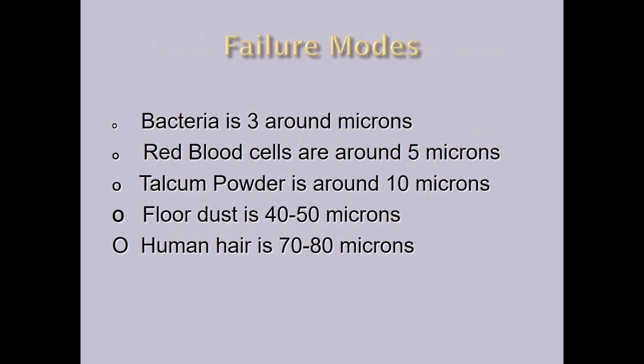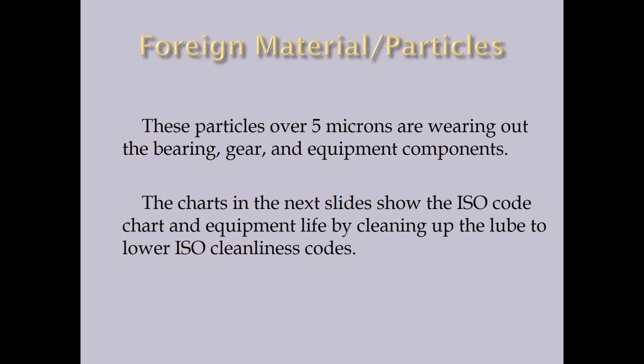So we talked about this 5 micron thing, but look here, bacteria is around 3 microns. But 5 microns is the size of a red blood cell. So we're talking about very, very small particles. Talcum powder is around 10 microns. Fine floor dust, 40 to 50 microns. The human hair is 70 to 80 microns in diameter. So you can see the particles we're talking about, we often can't even see, that are causing the wear on our equipment. And we'll talk about next month how we keep these particles out and how we get them out.